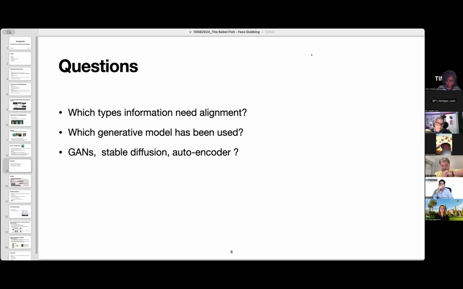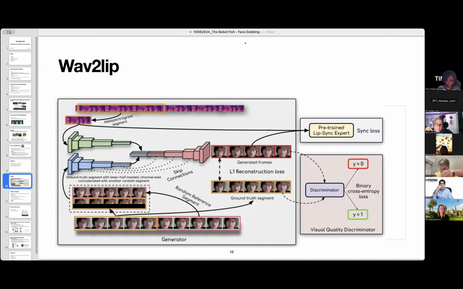Yeah, that's correct. So the answer is that indeed, as we have those pieces of information of different types, so multimodal, we definitely need to align the spoken text and the movement of the lips. So it's called lip syncing. And the answer is, yeah, you could use any of these generative models. And let's see what's used here in this example.